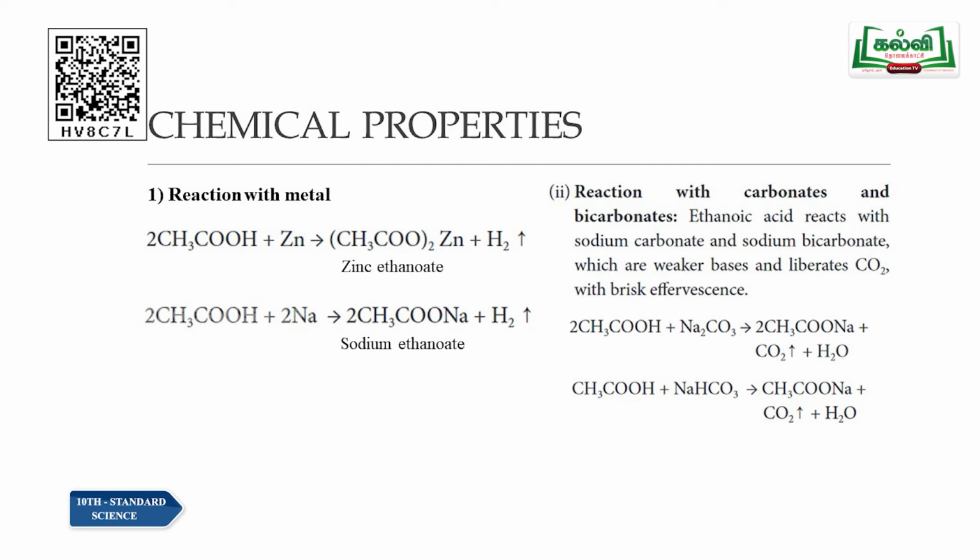The second is its reaction with carbonates and bicarbonates. It reacts with carbonates and bicarbonates to give out carbon dioxide. The carbon dioxide is evolved, and this gives a brisk effervescence in the test tube in which the reaction is done. Acetic acid with sodium carbonate will give sodium acetate, carbon dioxide and water, and acetic acid with sodium bicarbonate also will give sodium acetate, carbon dioxide and water. It is the evolution of carbon dioxide which is responsible for the brisk effervescence.